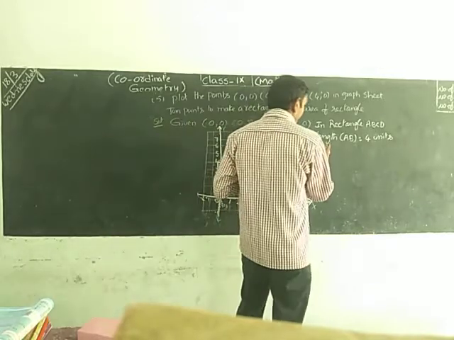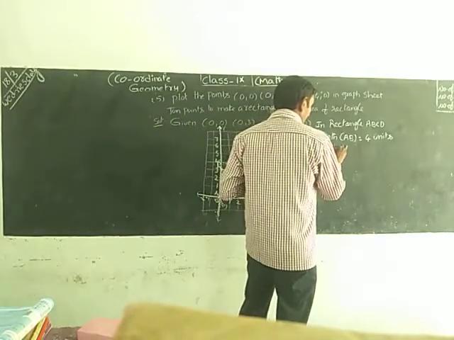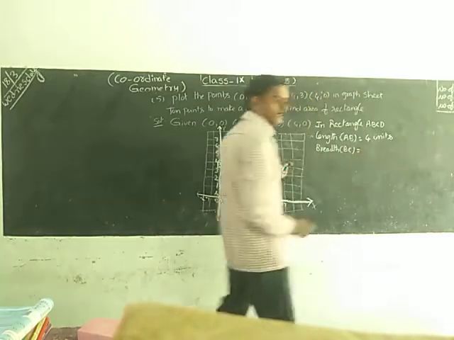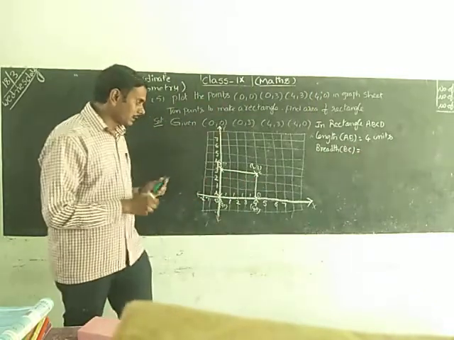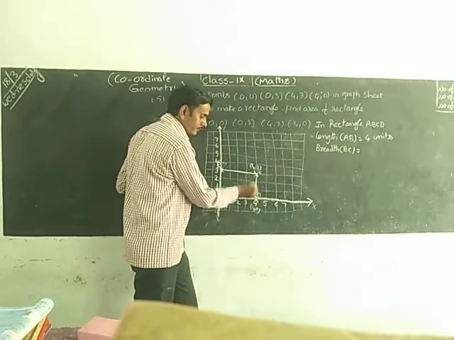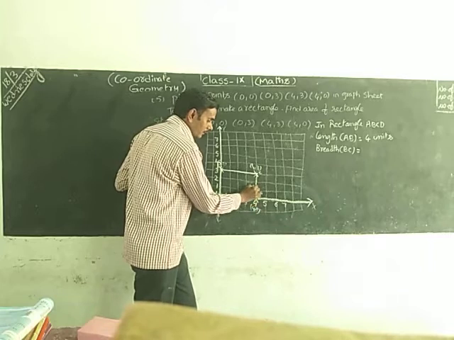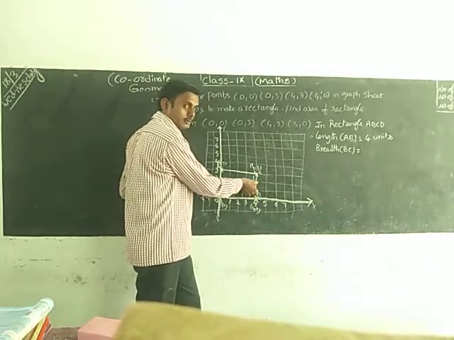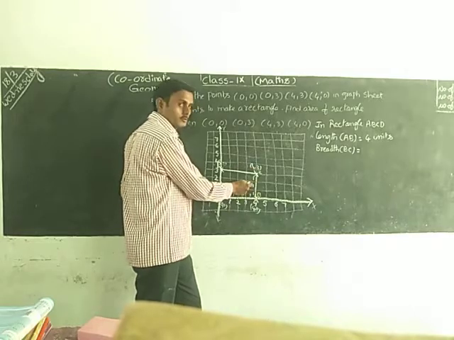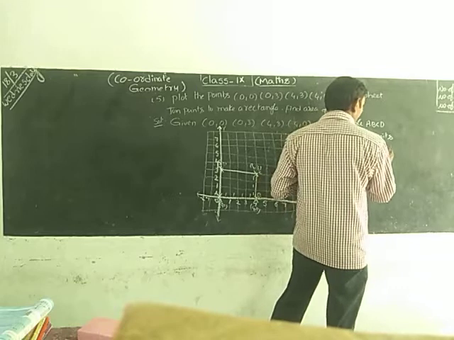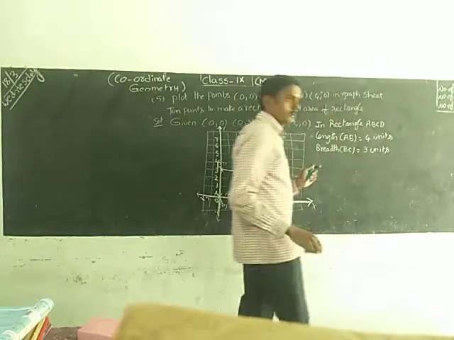Okay, breadth. Breadth BC equals, what is the distance from B to C? 3 units are there. This is 1 unit, this is the second unit, this is the third unit. 1 plus 1, 2. 2 plus 1, 3. 3 units will be there.